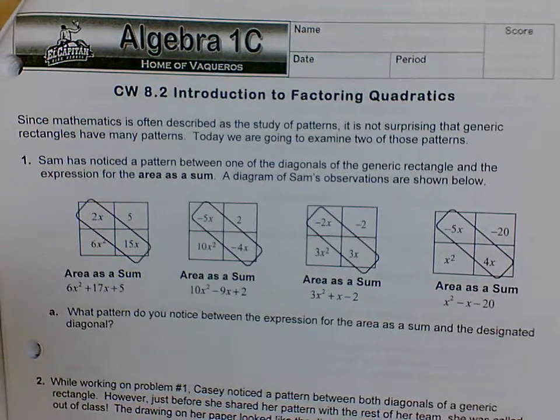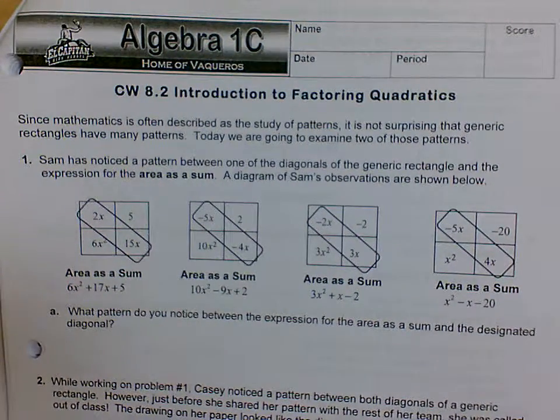Since mathematics is often described as the study of patterns, it's not surprising that generic rectangles have many patterns. Today, we're going to examine two of those patterns. Number one, Sam has noticed a pattern between one of the diagonals of the generic rectangle and the expression for the area as a sum. A diagram of Sam's observations is shown below.